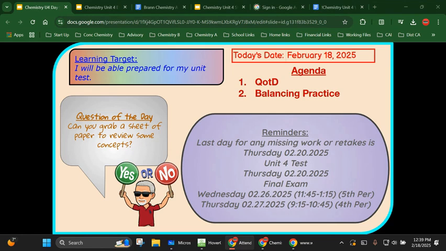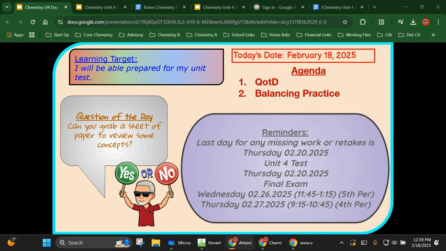All right, a couple of reminders again, ladies and gentlemen. Good news, you won't be hearing these much longer from me. Last day for missing work, retakes, missing labs, anything like that is Thursday, the 20th. That is 2 days from today. On that same day, you will have your Unit 4 test.